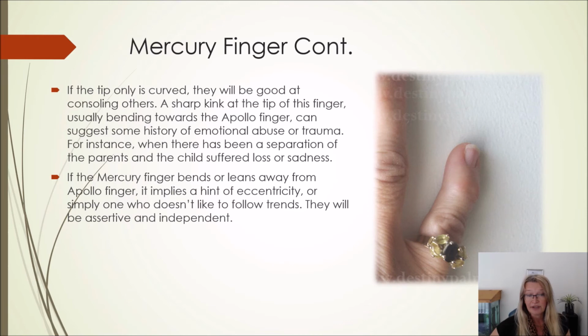If the Mercury finger bends or leans away from the Apollo finger, that is when there is a hint of eccentricity. They're a very eccentric person, someone who doesn't like to follow trends. They will be assertive and independent. Again, leaning away from the other fingers, that's showing somebody who likes to be on their own. They're not particularly fussed if they don't have people around them a lot.